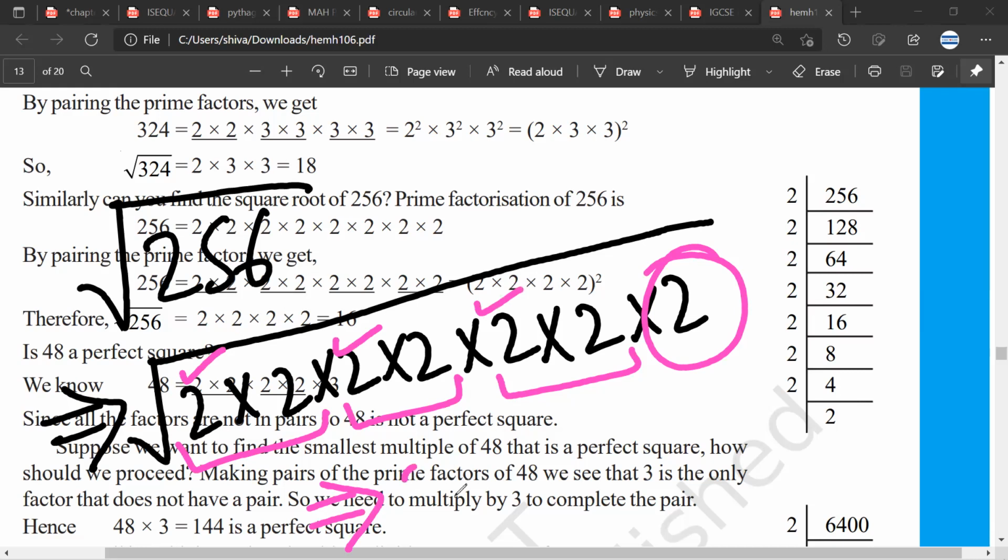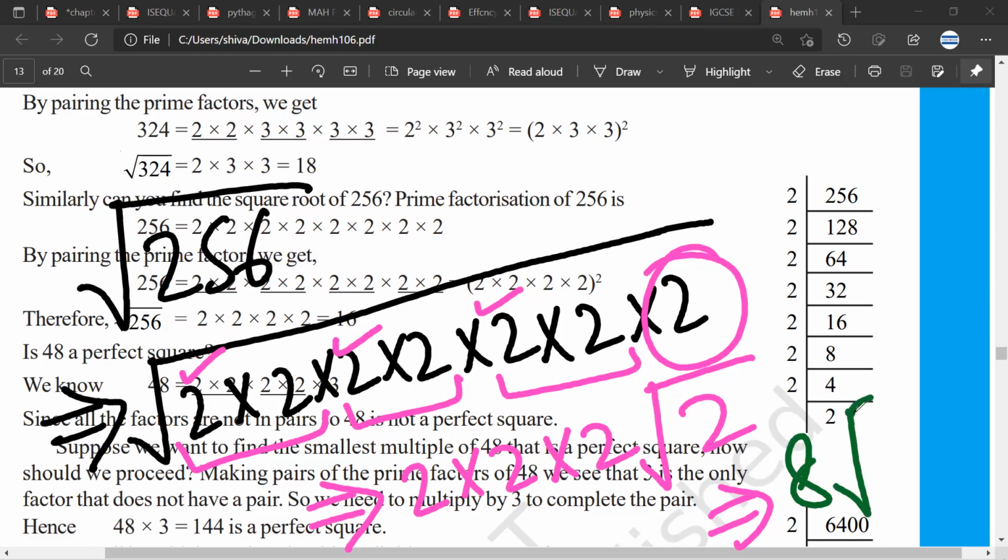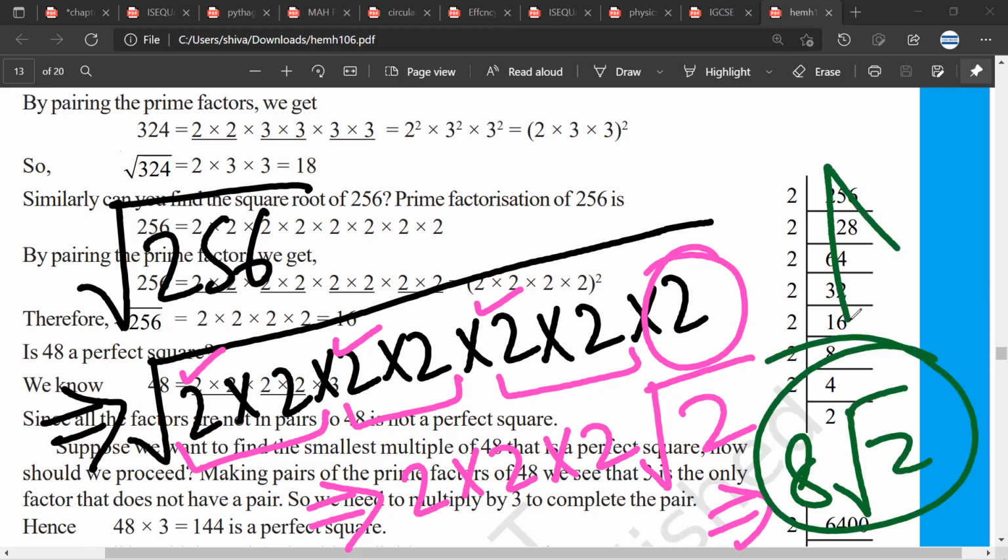Love will remain, kush will vanish with the square root, and 2 has no partner, so it has to stay; it cannot go anywhere. So this is 2, 4, 8, 8 root 2. Are we clear?